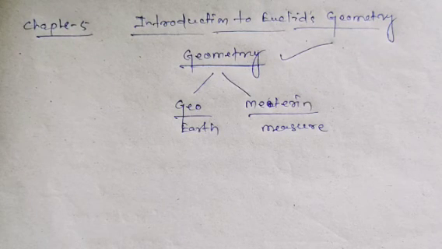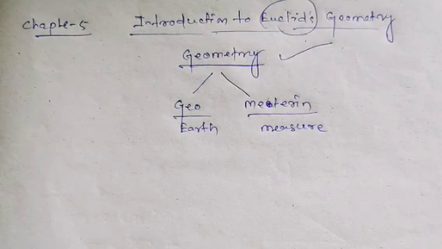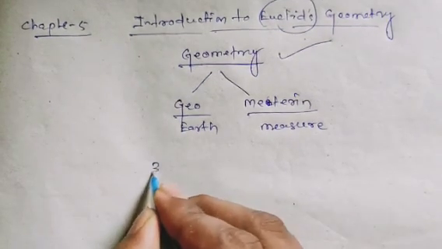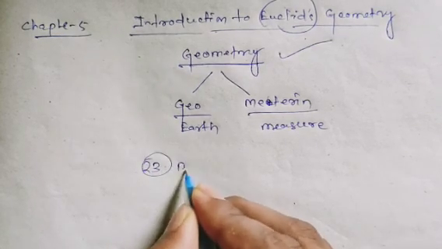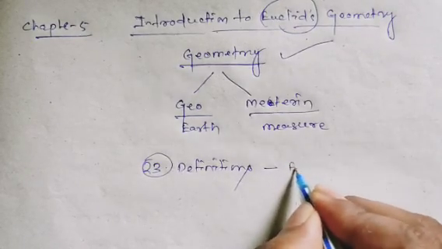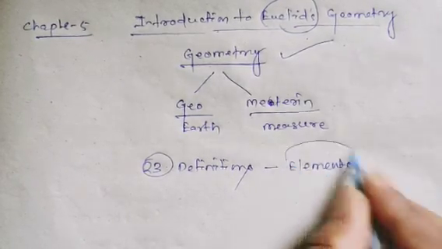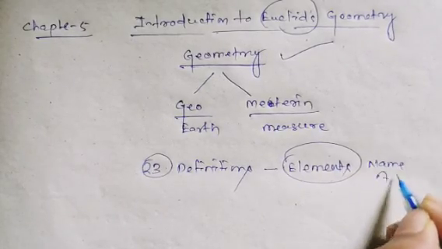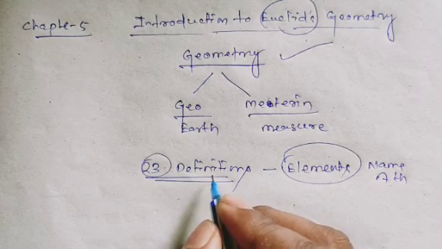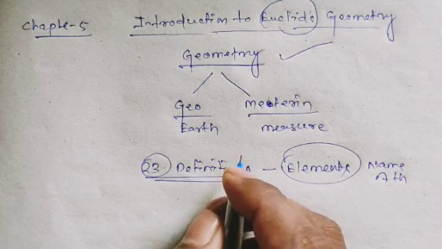There are several mathematicians who gave different definitions. Among them, Euclid is one of the best mathematicians who gave different definitions in his book Elements. He has given 23 definitions in his book 1, Elements. This is the name of the book. Among those 23 definitions, we will study 7 definitions which were given by Euclid.